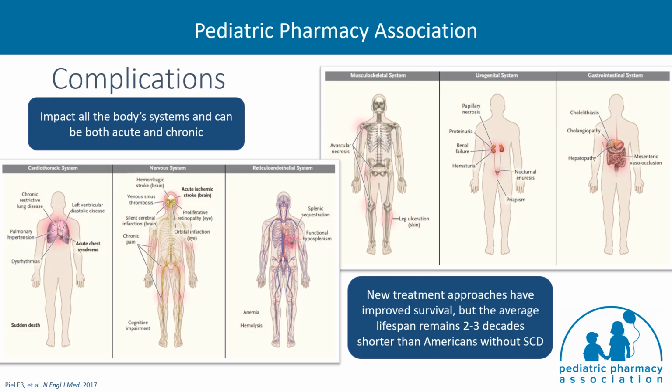Our new treatment approaches have definitely improved survival for these patients. However, the average lifespan remains about 2 to 3 decades shorter than Americans without sickle cell disease. And a lot of this is going to be due to some of those more chronic complications we see these patients are at risk for.